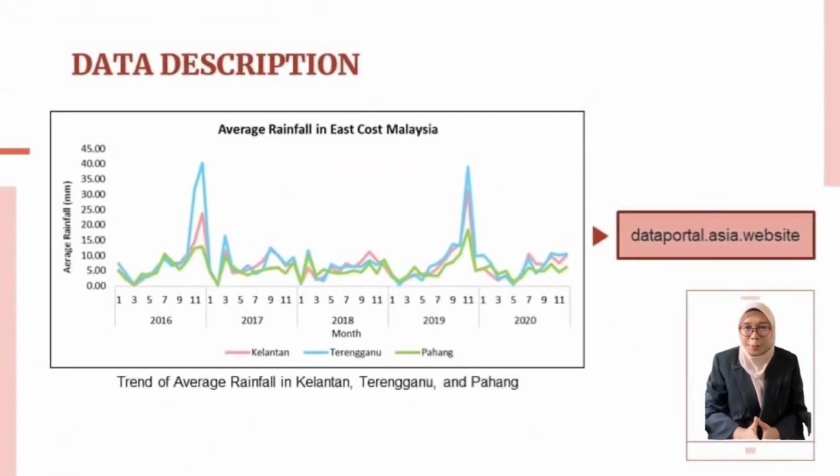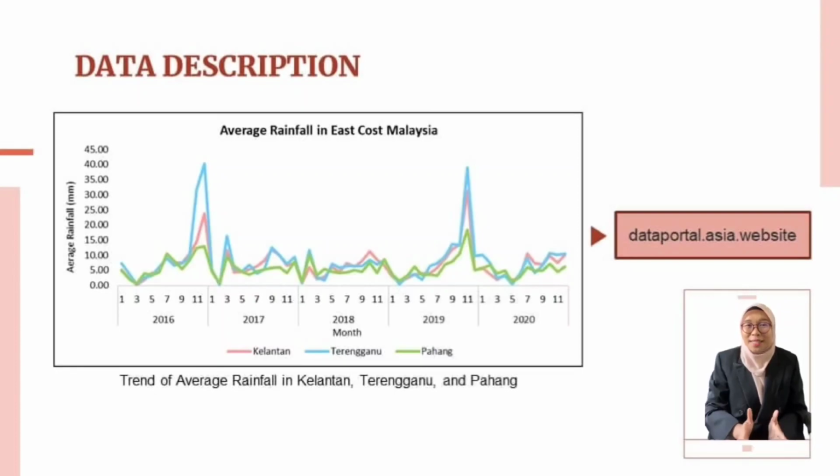Following is data description. We are using secondary data of daily projected rainfall by state in Peninsular Malaysia from 2016 until 2020. The total number of average rainfall in each state in Peninsular Malaysia, which is Kelantan, Terengganu and Pahang, are shown in the graph above.